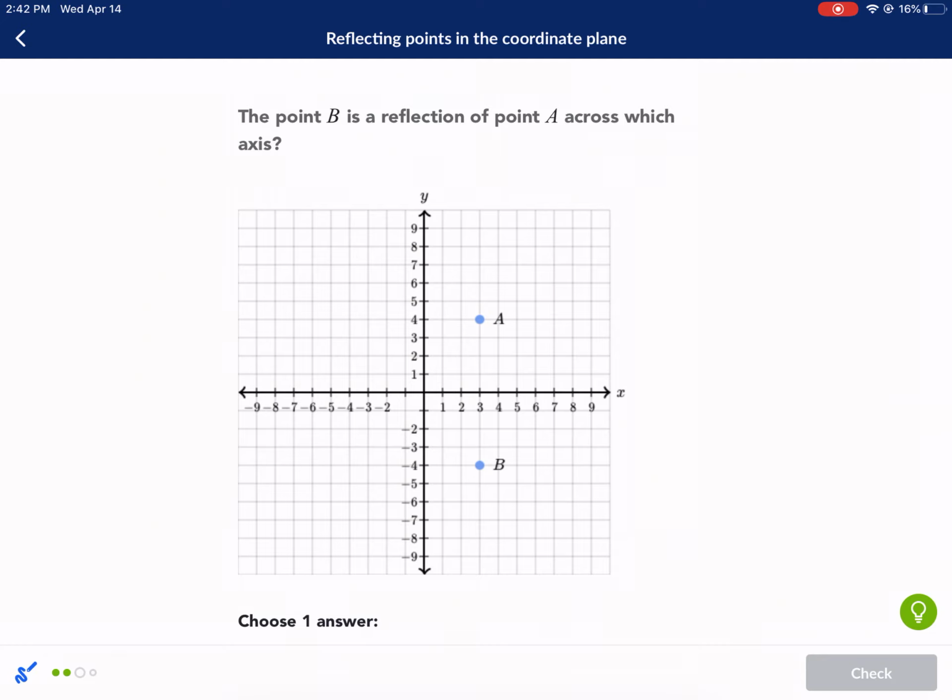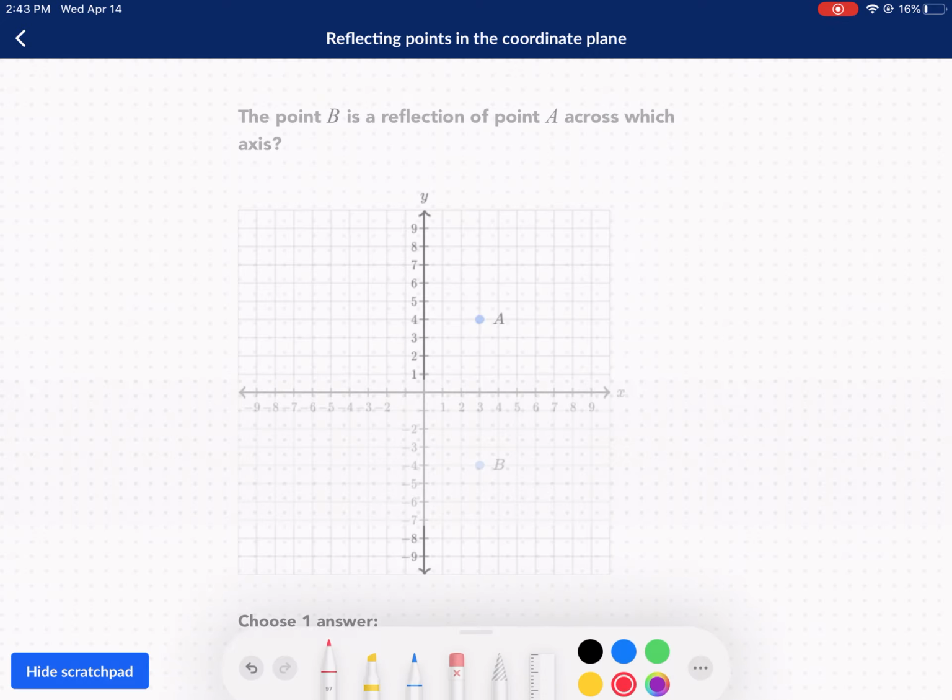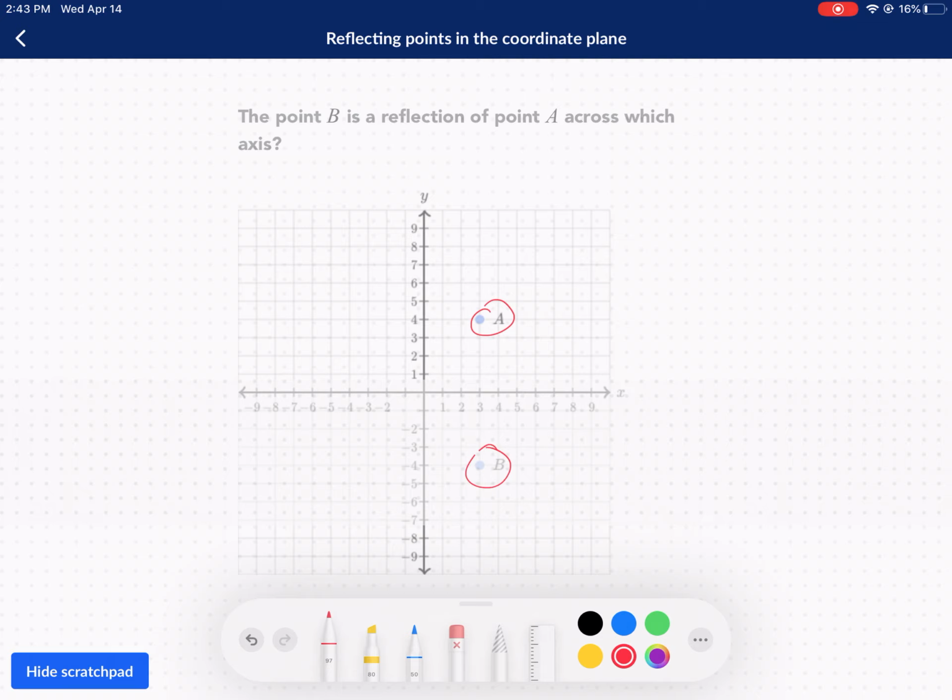The point B is a reflection of point A across which axis? All right, so A and B are the ones in question. Now, how do we figure out which line it is across? Well, we can do this intuitively. If it's over the y-axis, we would need to count towards that axis. 1, 2, 3, and then it'd be 1, 2, 3 over here. It's clearly not over the y-axis. Whereas if we look at the x-axis, we can see we're counting down to the x-axis and then across to get to B. So it's obviously the x-axis.